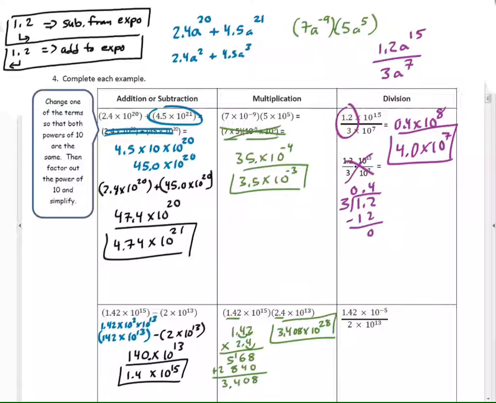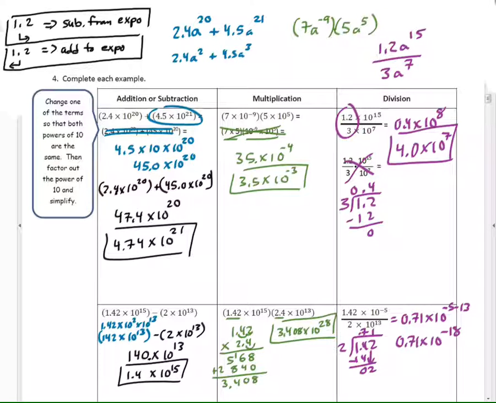Last one, here we go. This divided by this, 1.42 divided by 2. Put your decimal there. What's 14 divided by 2? So I have 14, I do my subtraction, and then I put 2 right there, so that's 1. So this equals 0.71 times 10 raised to the negative 5 minus 13. You subtract these exponents. So what do you get?